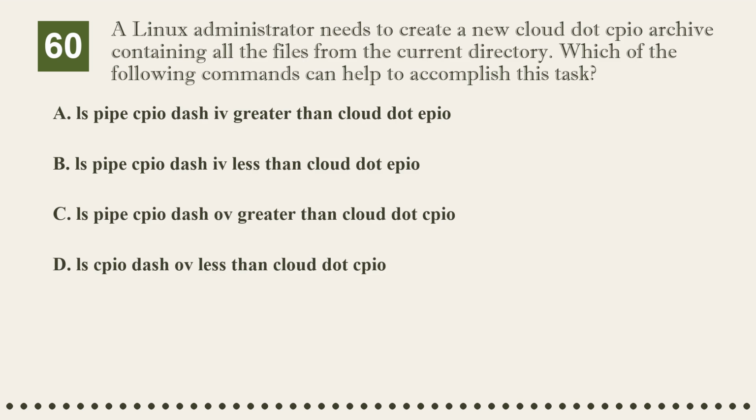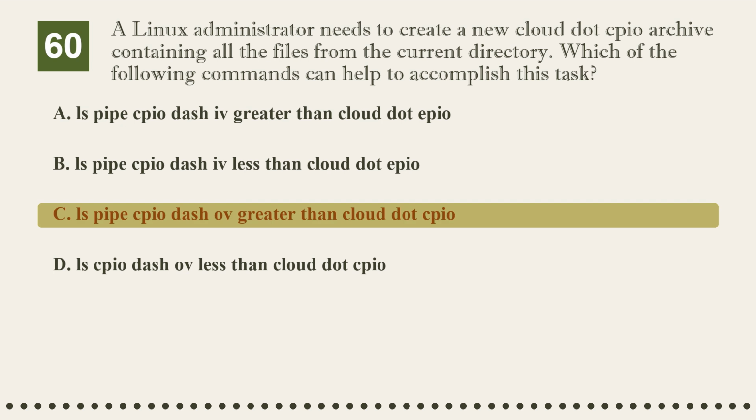Question 60. A Linux administrator needs to create a new cloud.cpio archive containing all the files from the current directory. Which of the following commands can help to accomplish this task? Option A, ls | cpio -o > cloud.cpio. Option B, ls | cpio -o < cloud.cpio. Option C, ls | cpio -ov > cloud.cpio. Option D, ls | cpio -ov < cloud.cpio.